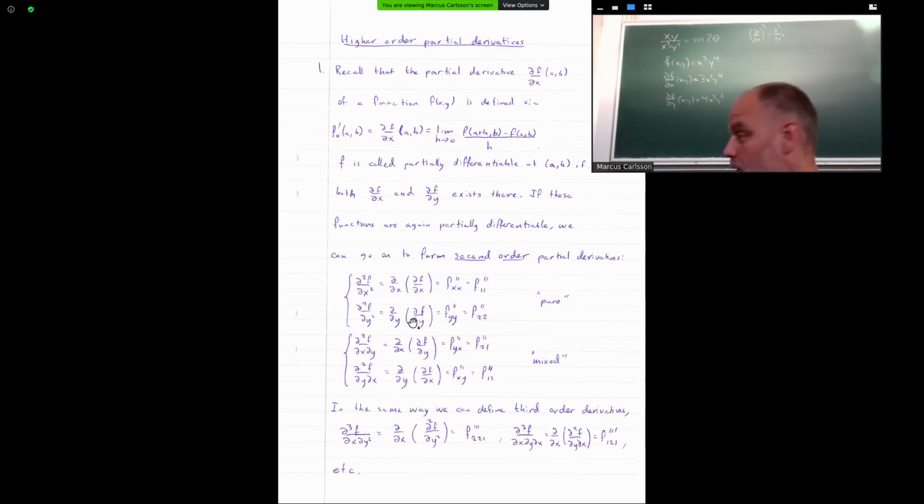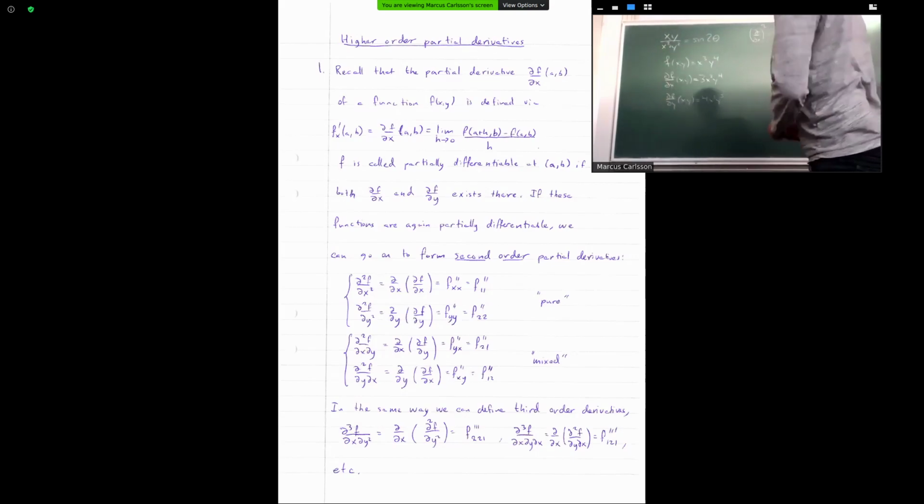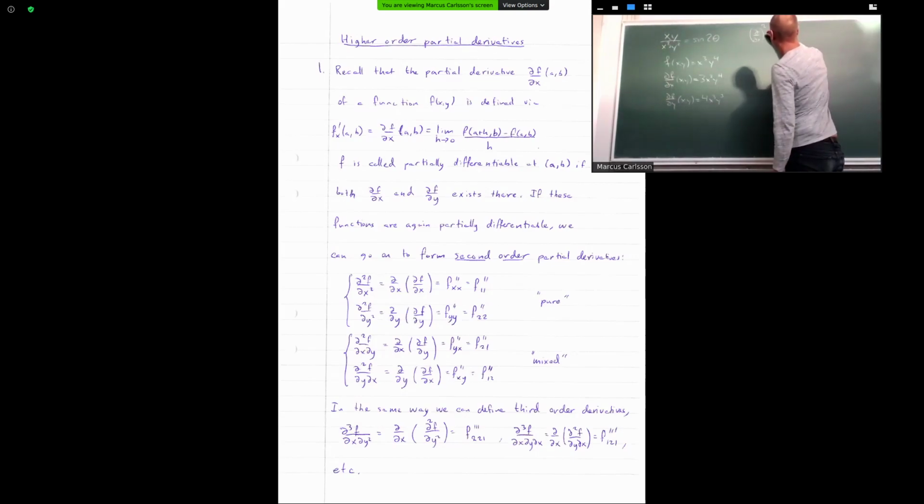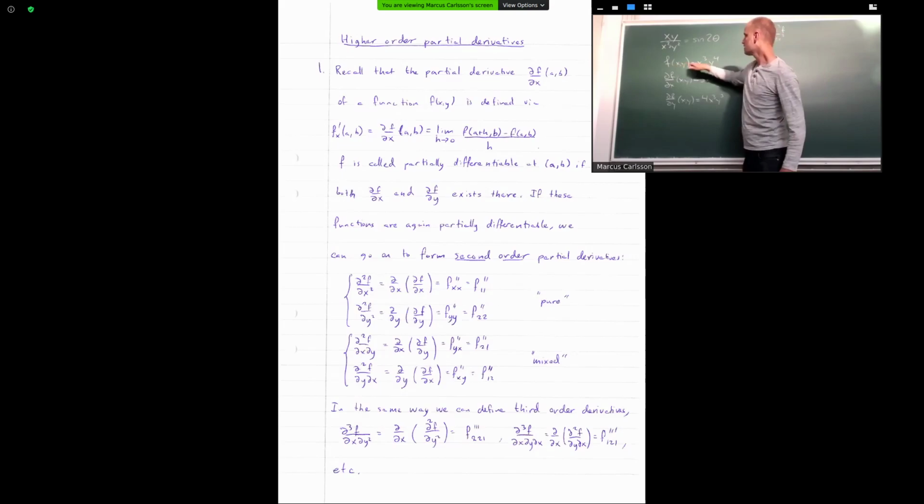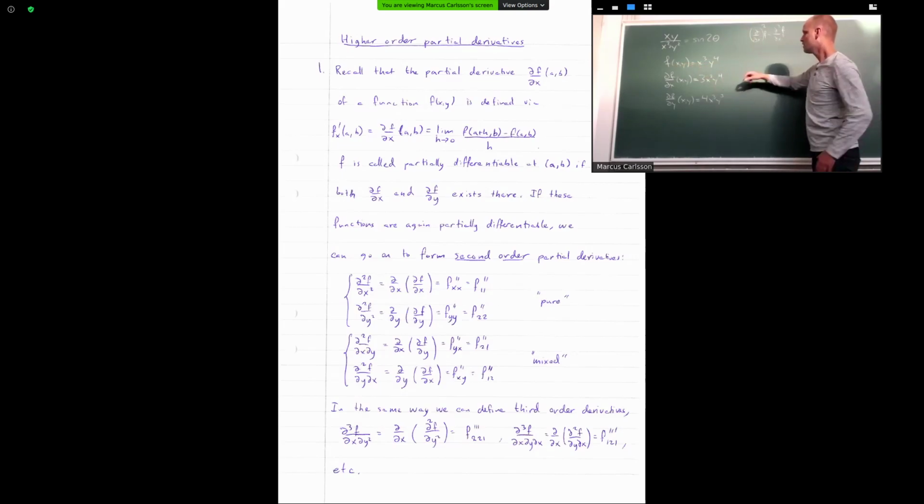All right, so let's put an f here and an f here. So now we're differentiating this function. Here in this example, what do we get? Well, we have 3x squared. So now we get 6x y to the power of 4.